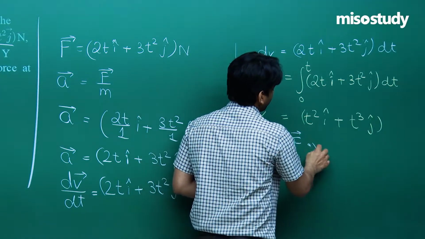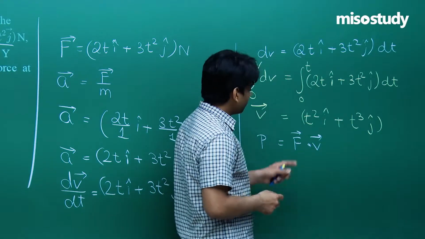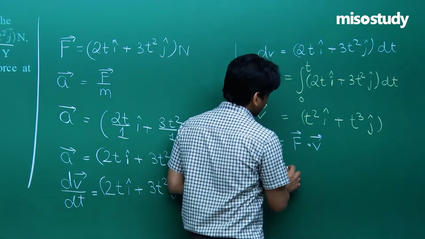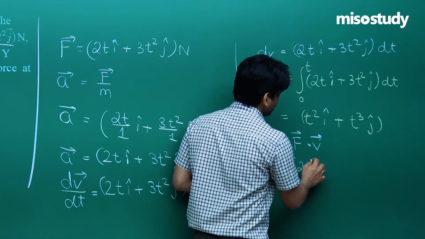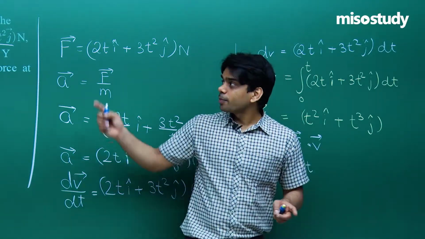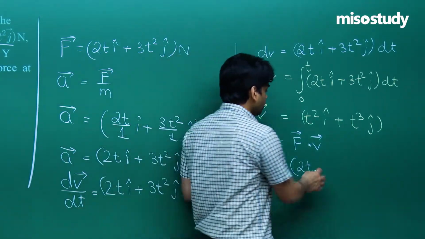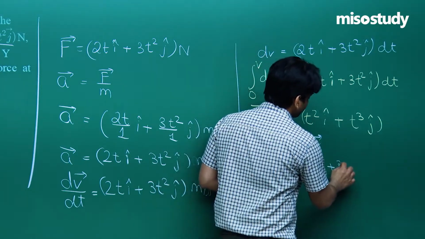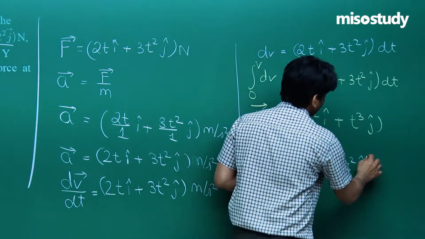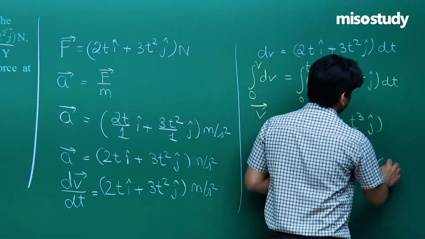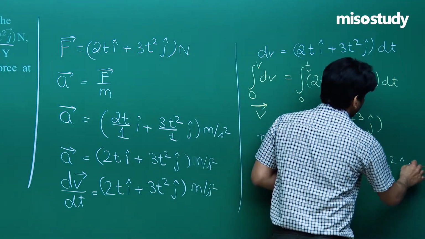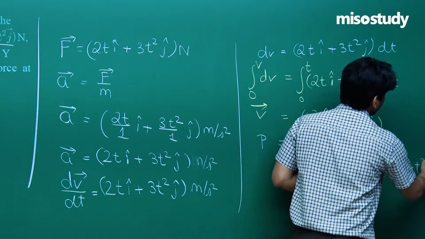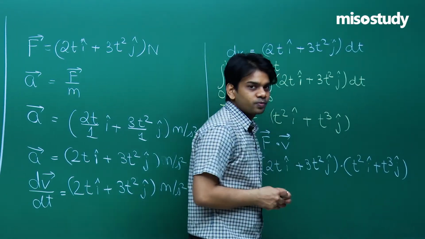Any time a dot product is to be taken, that means the result will be a scalar quantity. Simply put, force is 2t i cap plus 3t square j cap. Dot product with velocity, that is t square i cap plus t cube j cap. This is what we need to do.